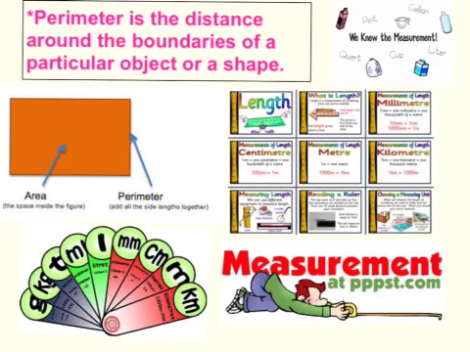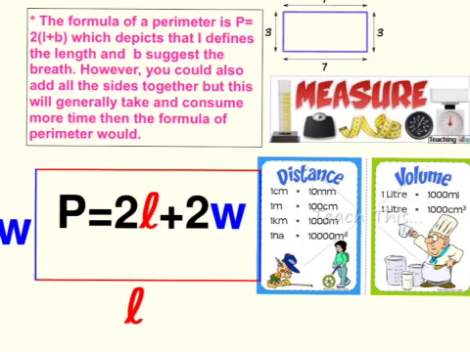Perimeter is the distance around the boundaries of a particular object or a shape. Perimeter, you usually add all the sides and the lengths together. However, the difference, as you can see, area is a space inside the figure. However, perimeter is a distance around the shape. The formula of a perimeter is P equals 2 brackets L plus B bracket closed, which depicts that L defines the length and B suggests the breadth.